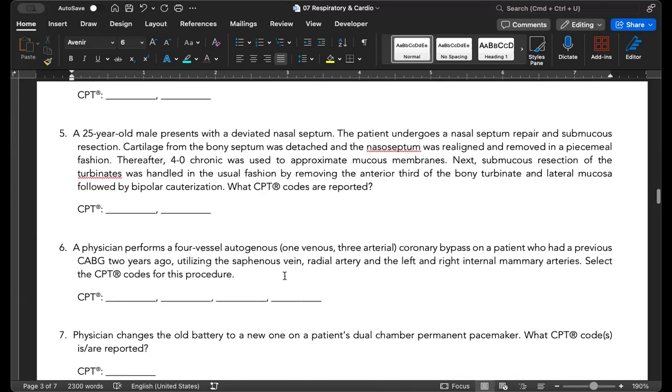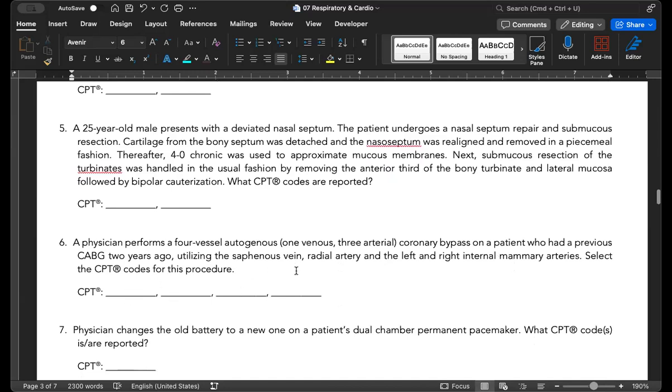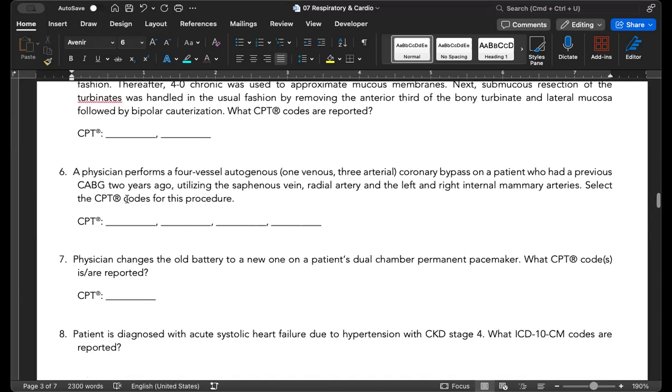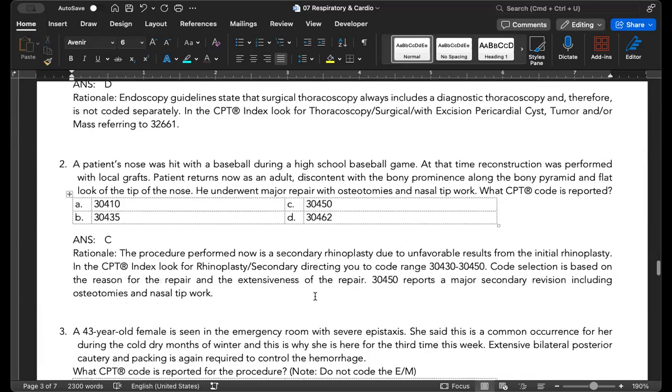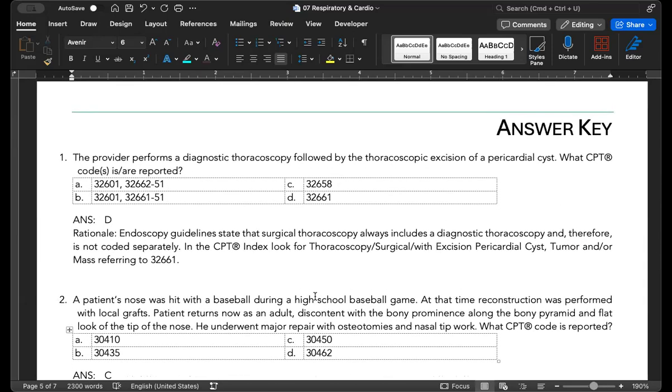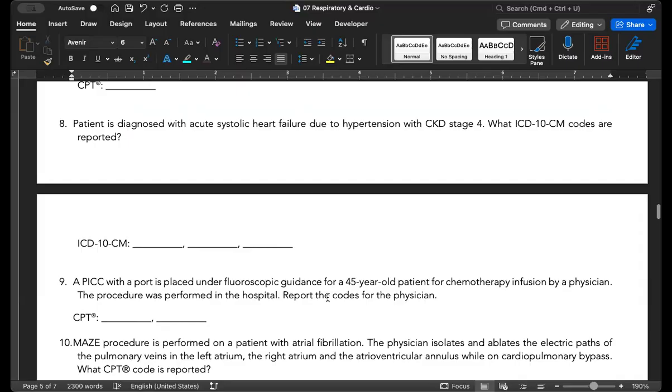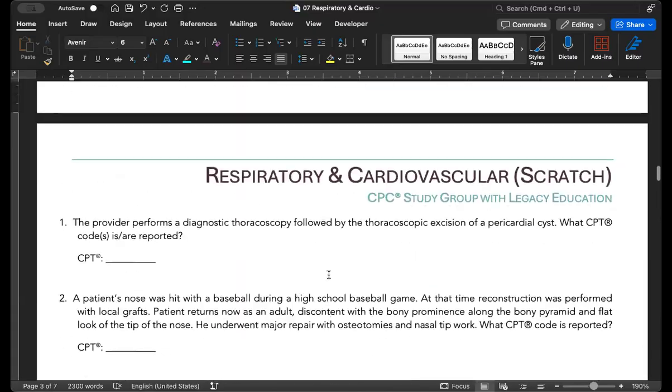And like I said, it's all the same questions, but if there's multiple CPTs, I do at least give you the blank so that you can test yourself that way. And then you have your answers down here at the bottom. So regardless of how you're taking it, within the study group, whether you're doing it from a test taking prep standpoint or you're trying to relearn how to do it from scratch, I give you both of those options.